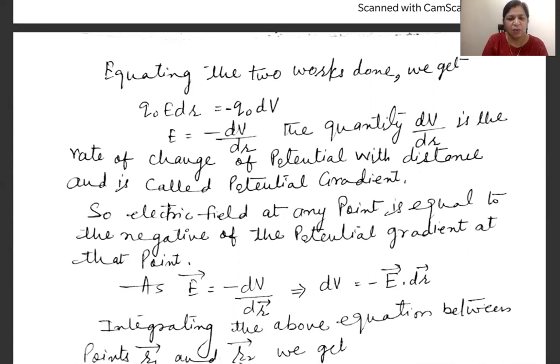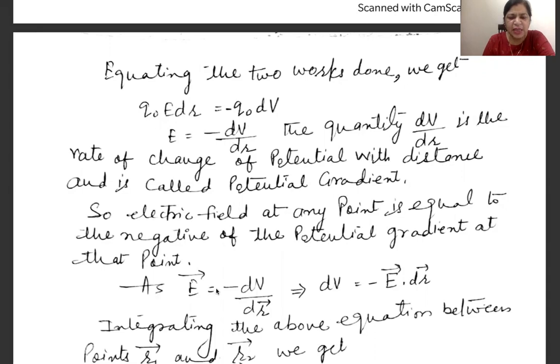And what do we call this? This is termed as a potential gradient, meaning fall of potential with distance. So this is a very important relation. You can see E is equal to minus dV by dr, that is, electric field is equal to negative potential gradient. So the electric field at any point is equal to the negative of the potential gradient at that point.